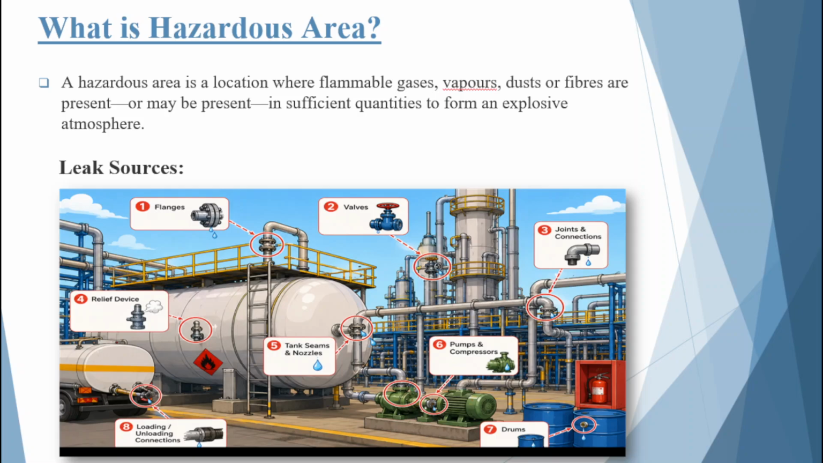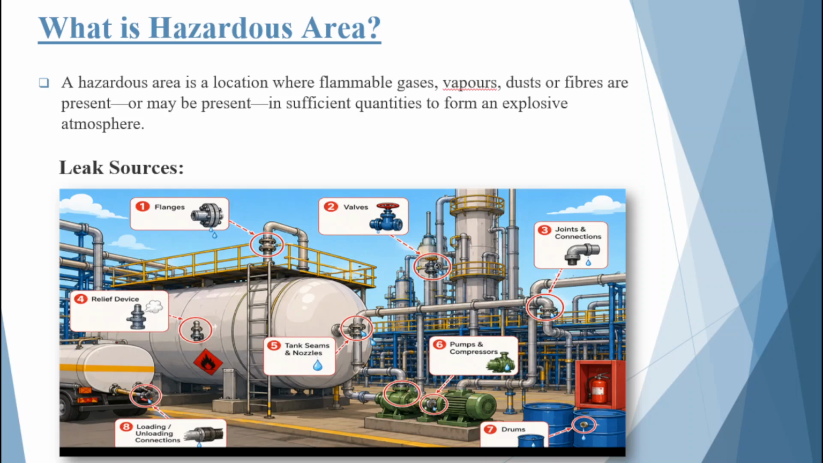The flanges and pipe joints are another common leak source. Since these are bolted connections with gaskets, leakage can occur if the gasket is damaged or the bolts become loose. You can also see a manual valve. Over time, leakage may occur through the valve stem packing or internal valve seat.